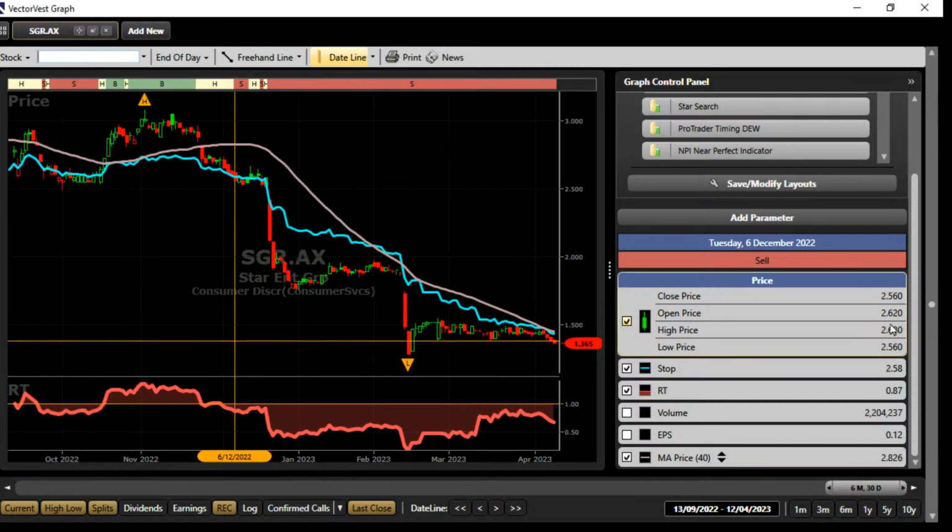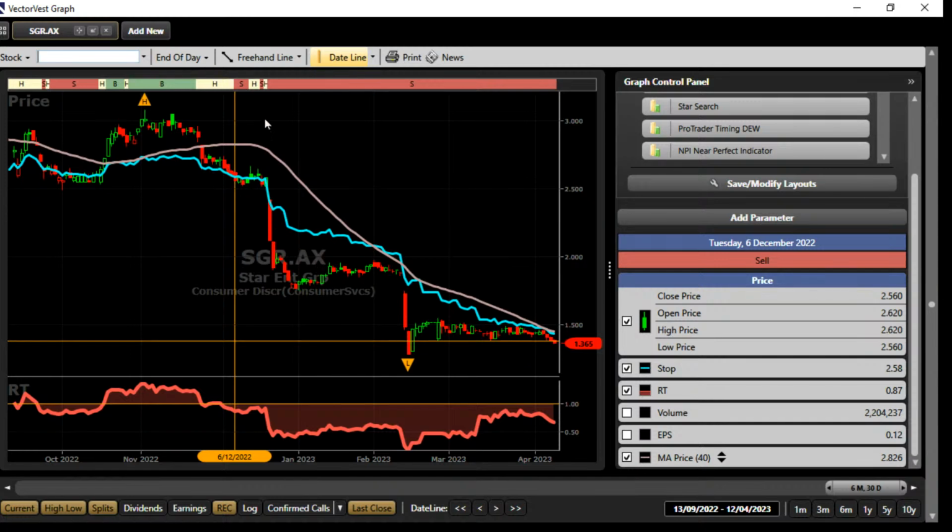VectorVest methodology. So $2.56, and it's all the way down to $1.36 odd cents. What a savings. That would have saved you a lot of pain. Imagine those that had held on. Oh, you know, I'll just keep dollar cost averaging as the share price goes down. Ouch. Lose a lot of money.